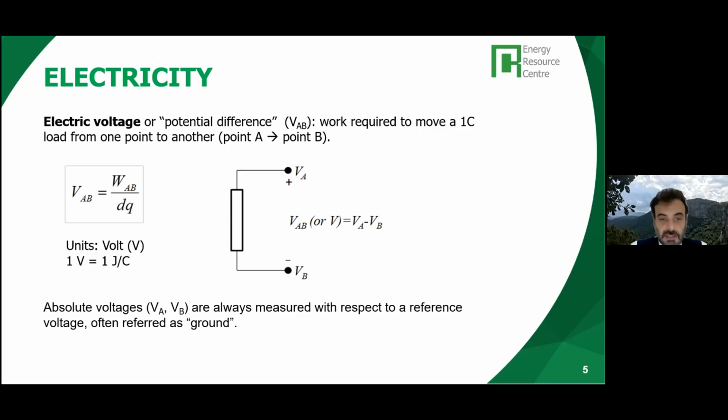So we define the voltage between one point, at a higher voltage, to another point, a lower voltage. Absolute voltages are always measured with respect to a reference voltage, okay? Which is very often referred to ground or voltage 0.